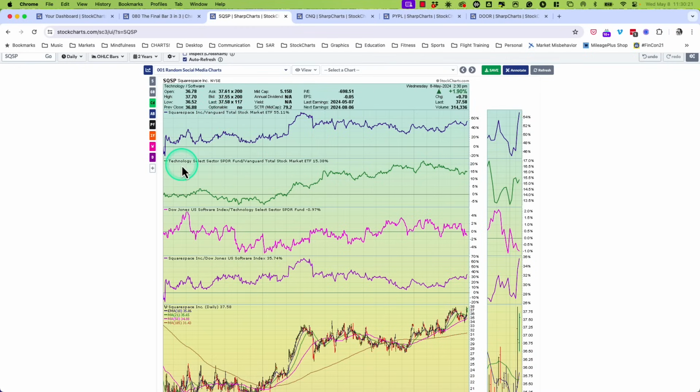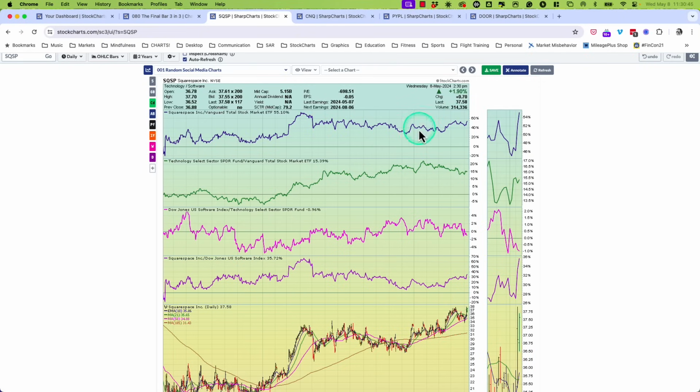This is Squarespace's sector, technology, versus the broad market. So I can see whether the sector is doing better or worse than the broad market environment. Here's Squarespace's group, which is software, versus the technology sector. So is its group doing better or worse than the broad sector? And then this is Squarespace versus its industry group. So is this individual name a leader within that group?